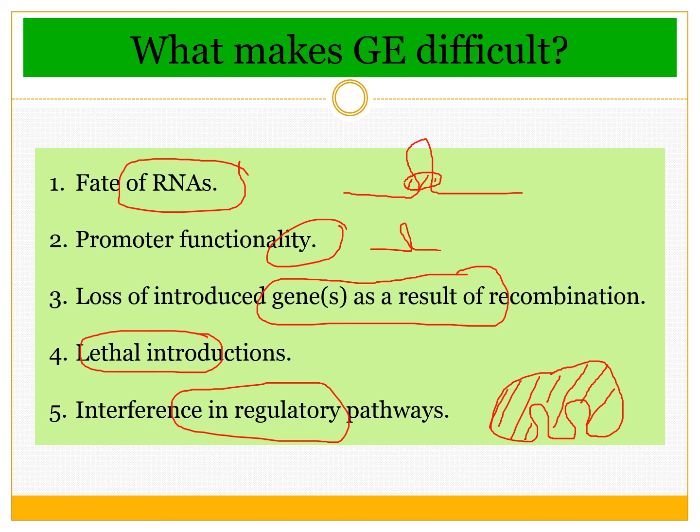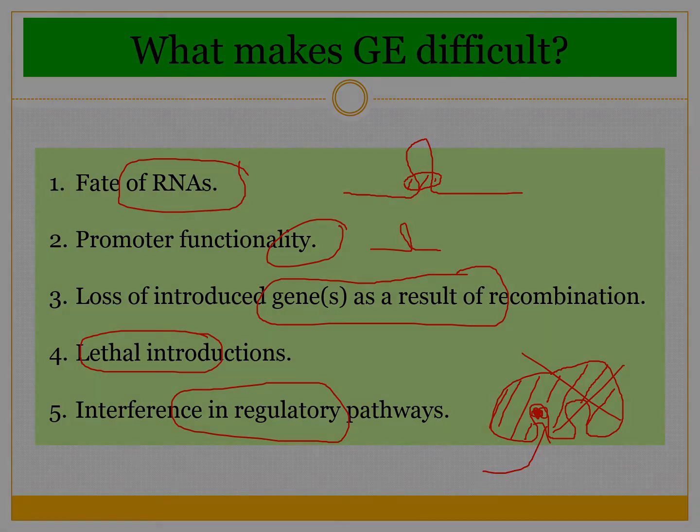So this is allosteric inhibition. You can have a molecule which binds to an enzyme, which is a product of another genetic pathway, and then turns off this enzyme. These are factors which will affect your genetic engineering experiment.